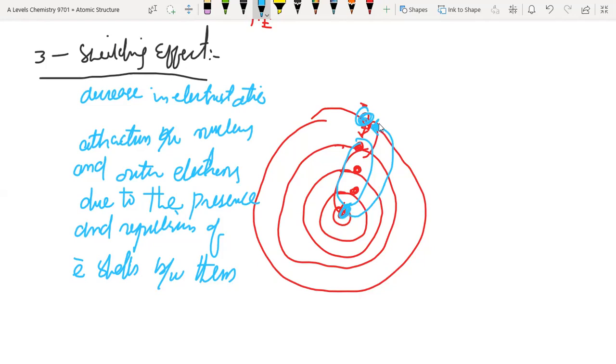Ionization energy would be lesser if the shielding effect is greater. Ionization energy would be small if the shielding effect is large. And vice versa, ionization energy will be larger if the shielding effect is smaller.